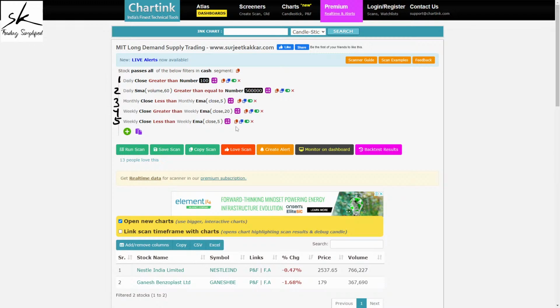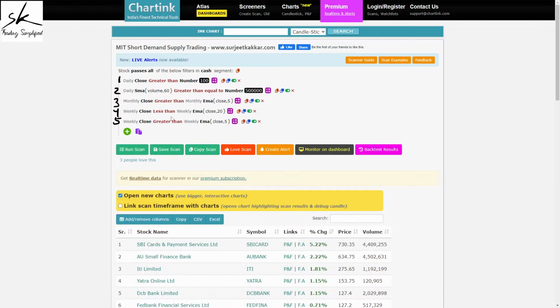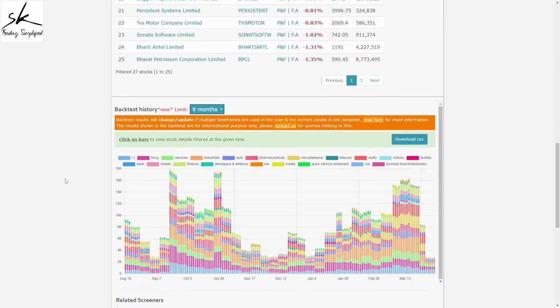You will disable the third one and run the scan again, and I'll do exactly the same thing for the other one. I'll disable the third one and run the scan again. So now you can see initially it was only shortlisting 2 symbols for me, but now it is giving me a list of 27 from here.